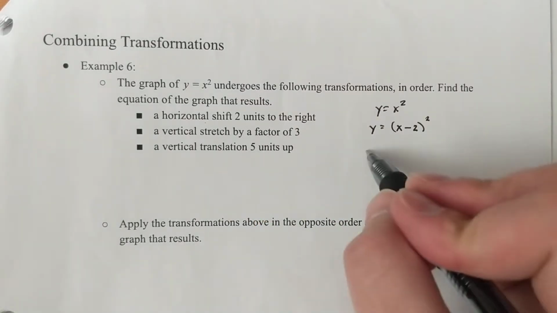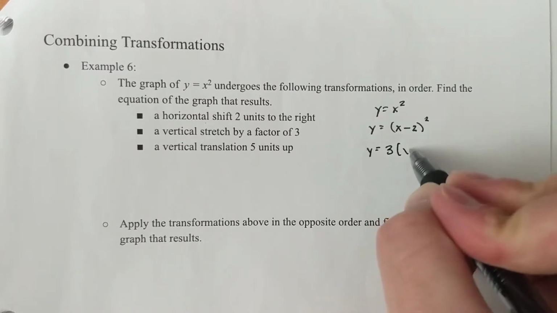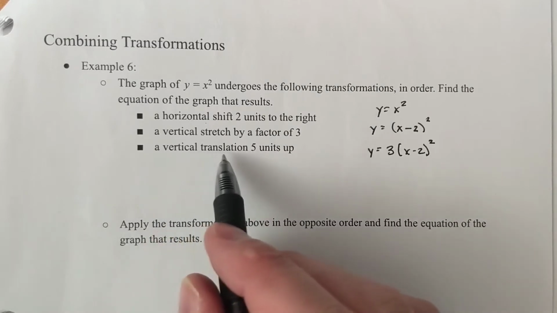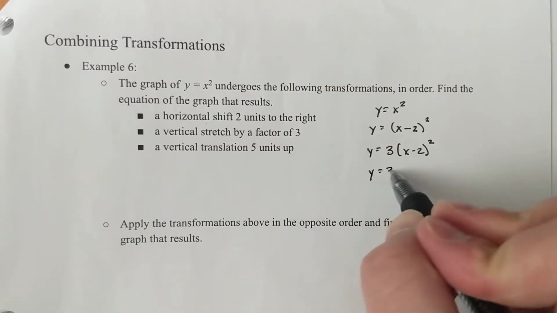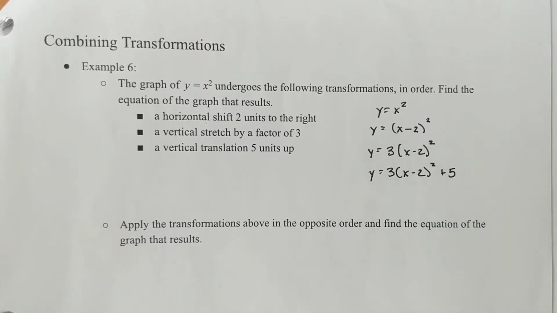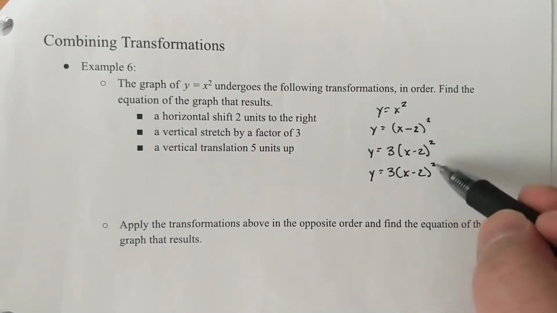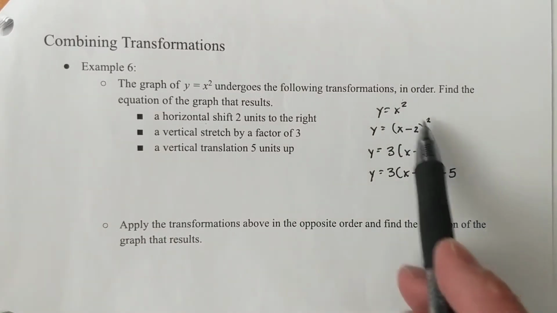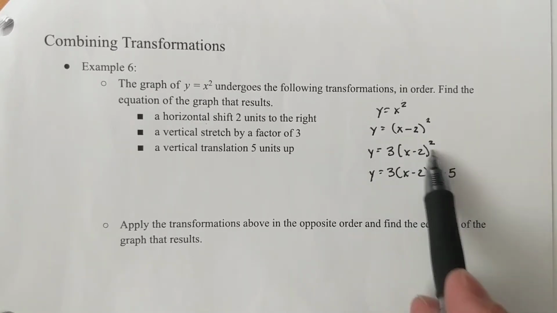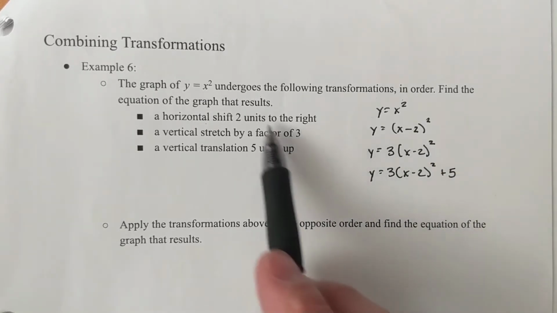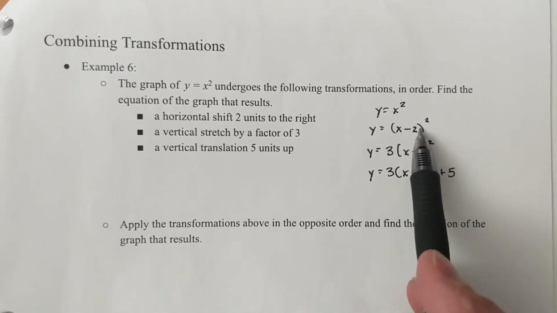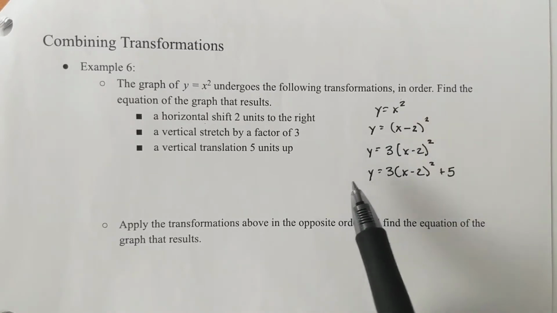Vertical stretch of a factor of 3. Vertical stretches multiply everything by that number, so the 3 goes up front. A vertical translation 5 units up. Vertical translations appear outside grouping symbols at the end, so plus 5. So these are the steps. So original equation, then that equation shifted 2 units to right, then this equation stretched 3, and then this equation moved up 5. So the end result should have all 3 of these things being done to it. So that's why I applied it to the previous row and didn't just go back to the x squared each time.